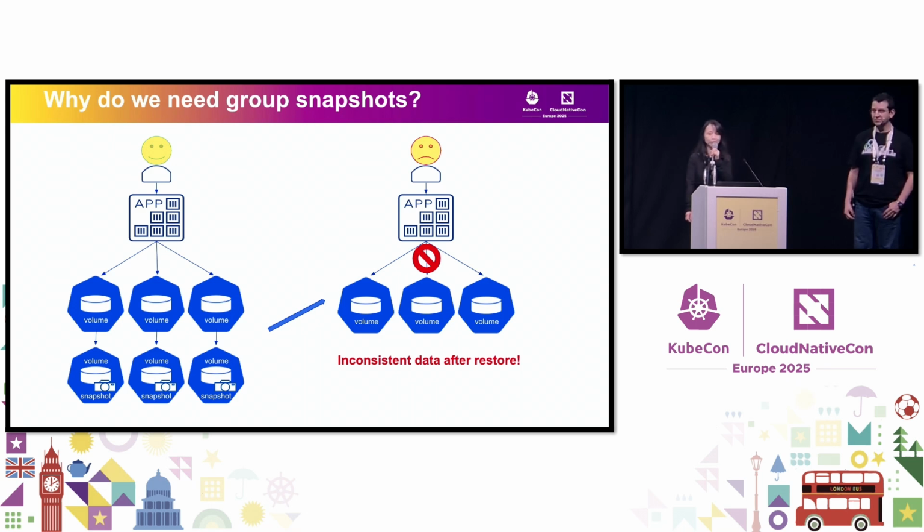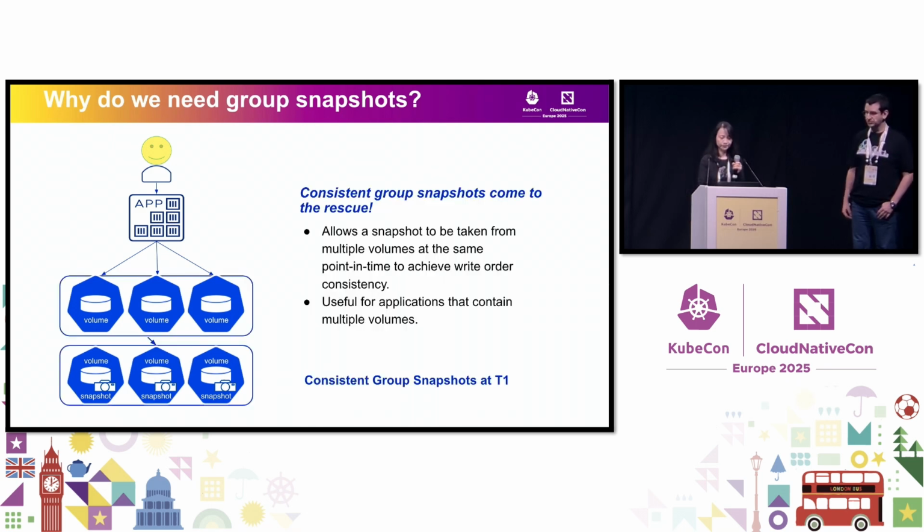How do we solve this problem? Fortunately, we have consistent group snapshots come to the rescue. Consistent group snapshot allows a snapshot to be taken from multiple volumes at the same point in time to ensure write order consistency. This is important for applications that have multiple volumes.